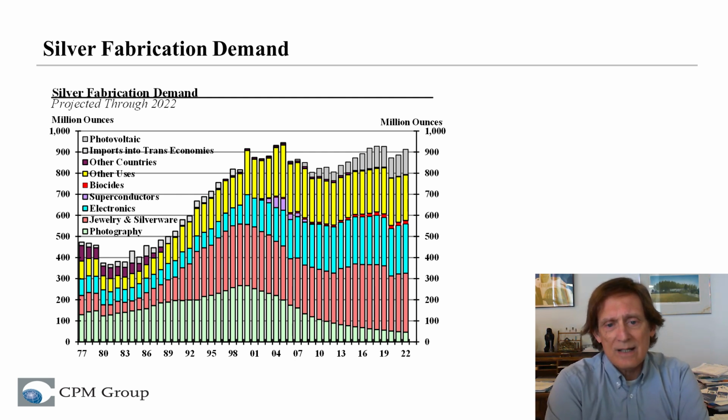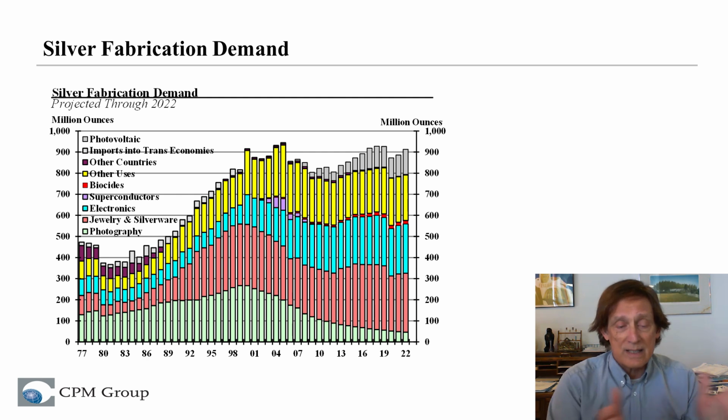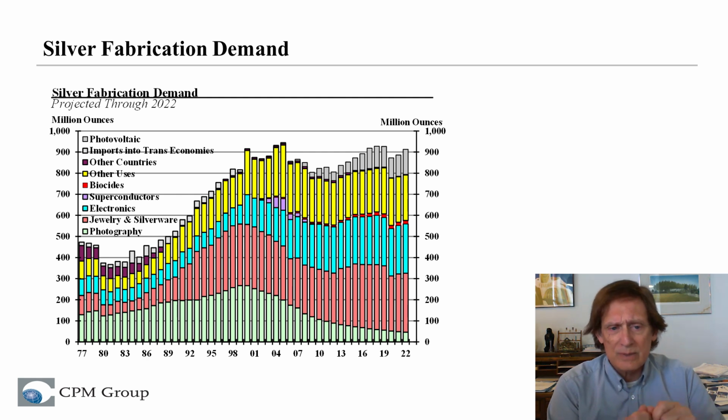And you can see here the salmon-colored portion. This is a crowded table because silver is used in so many different things. The salmon-colored portion of fabrication demand is jewelry and silverware. And as we write our yearbooks, and we're writing our silver yearbook for release on May 16th now, every year we talk about how the jewelry and silverware industry is actually several industries in several quite distinct markets.